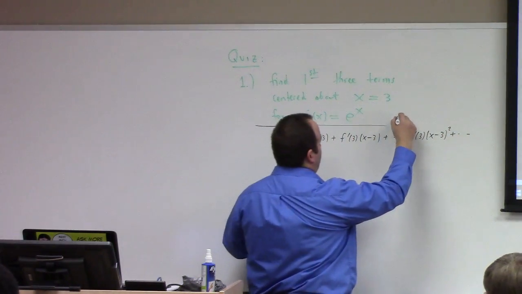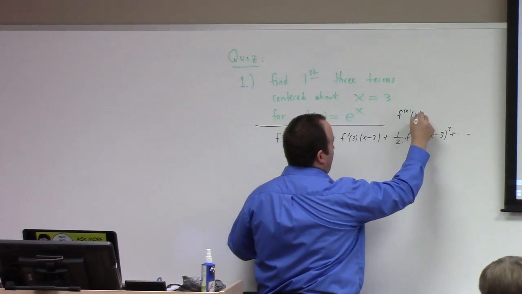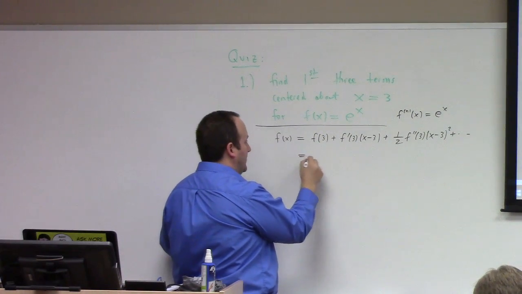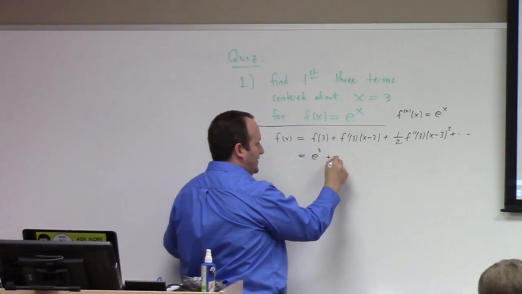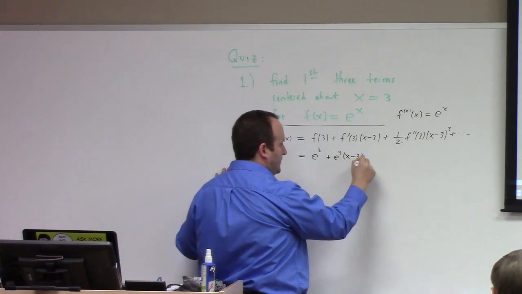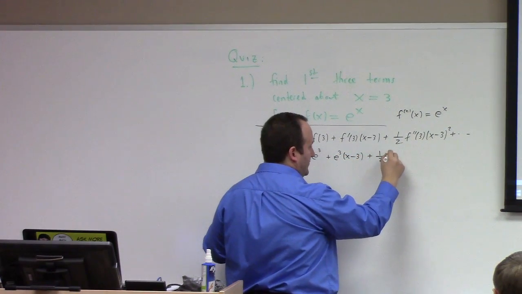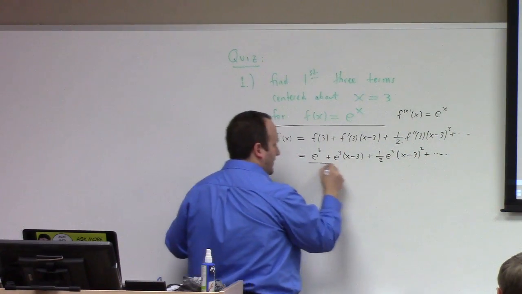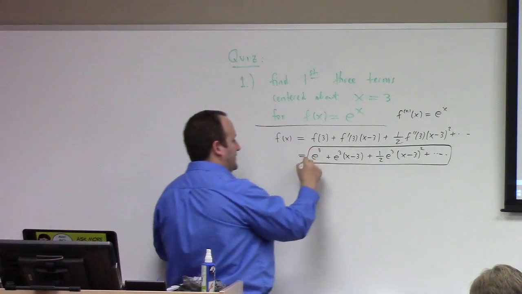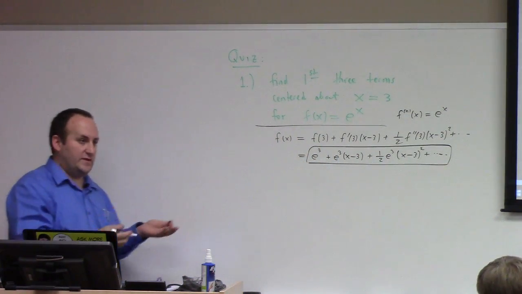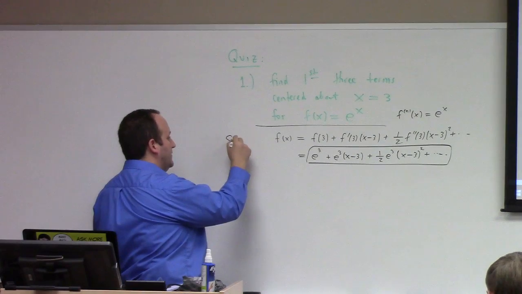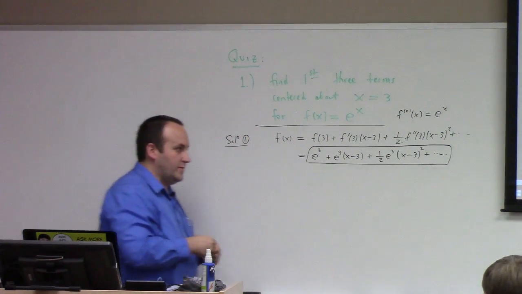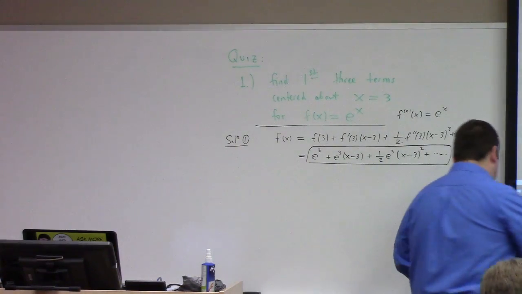Because what is the nth derivative of e to the x here? It's just e to the x again, right? So this is just straight up e to the 3 plus e to the 3 times (x minus 3) plus 1/2 e to the 3 times (x minus 3) squared plus dot dot dot, right? And so there's the answer. There's the first 3 terms. That's solution number 1, which is just by Taylor's theorem, which I'll prove for you, well, sort of prove for you in just a second here.